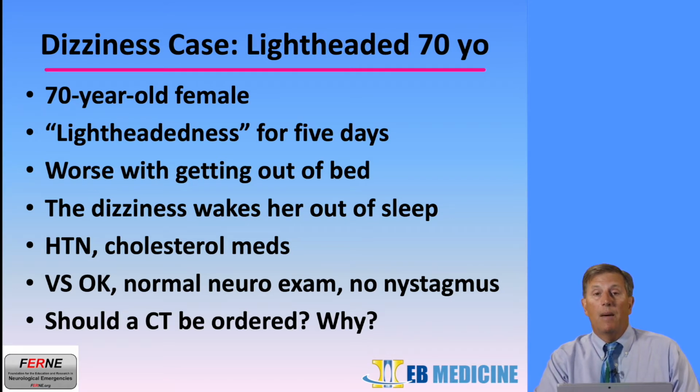She's got a history of hypertension. She's on cholesterol and blood pressure meds. Her vital signs are okay. She has a normal neurological exam and no nystagmus. Should a CT be ordered, and why?